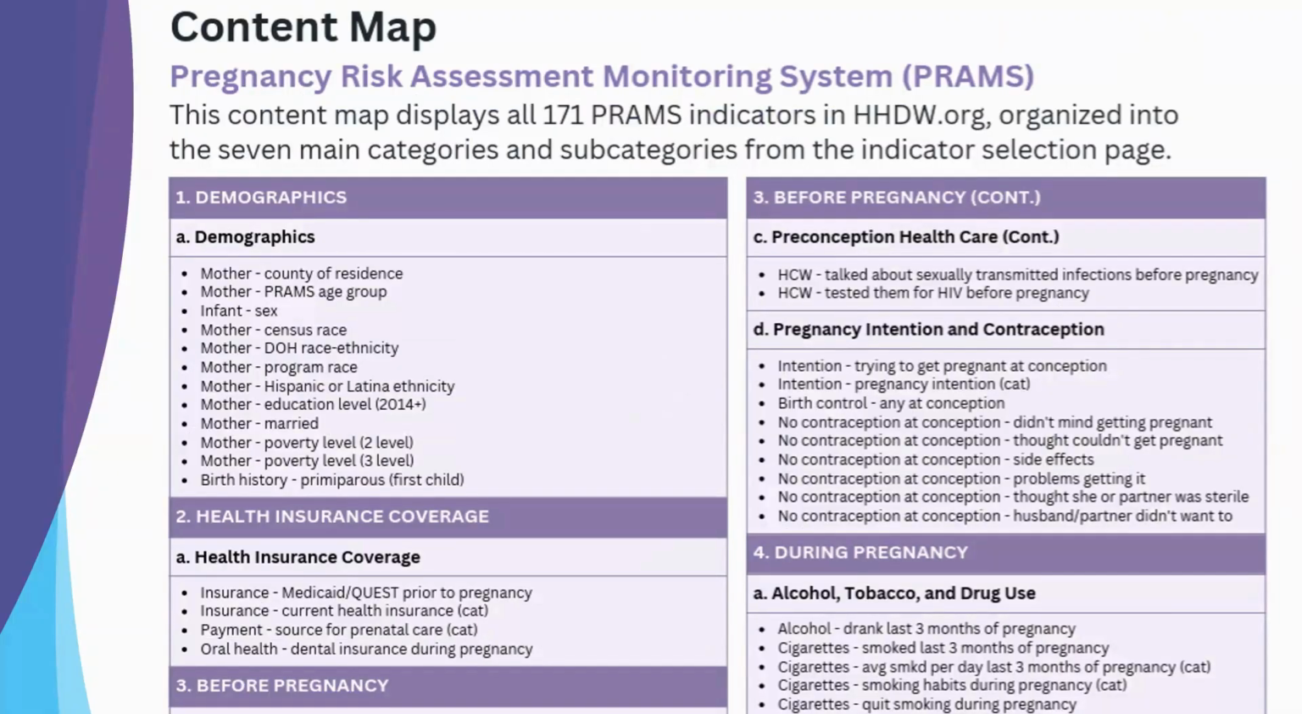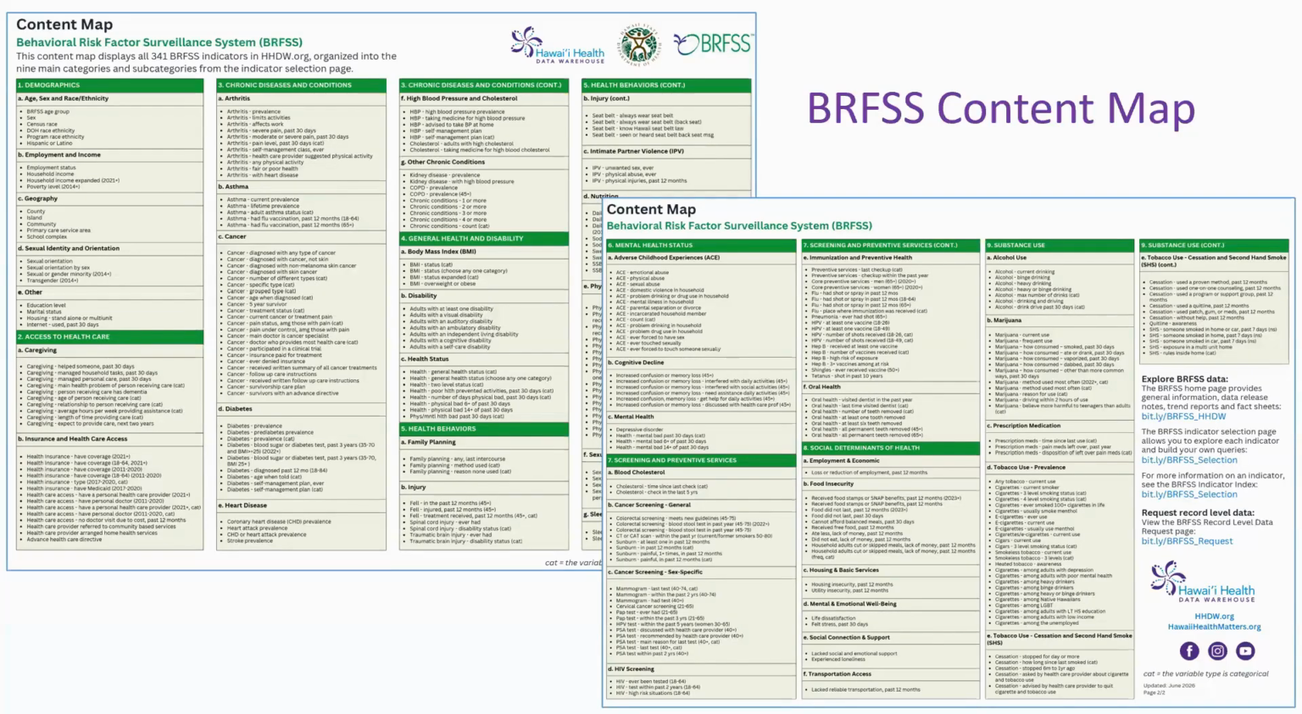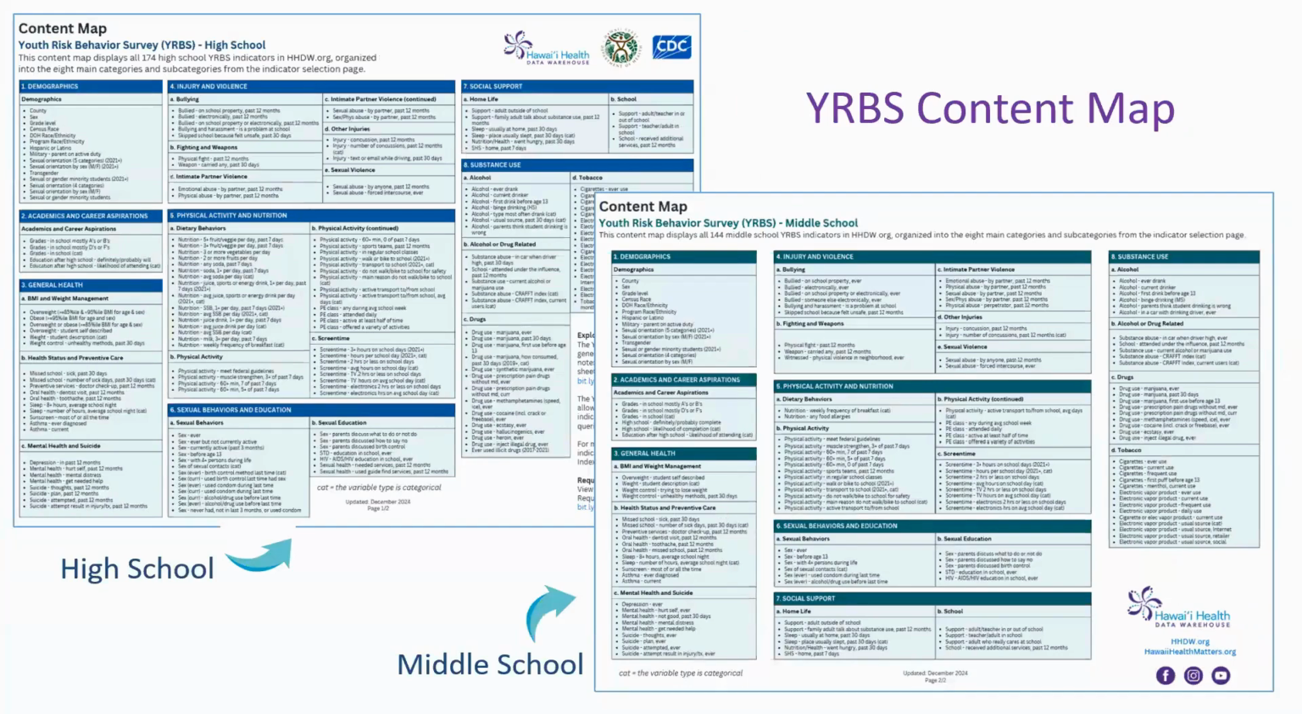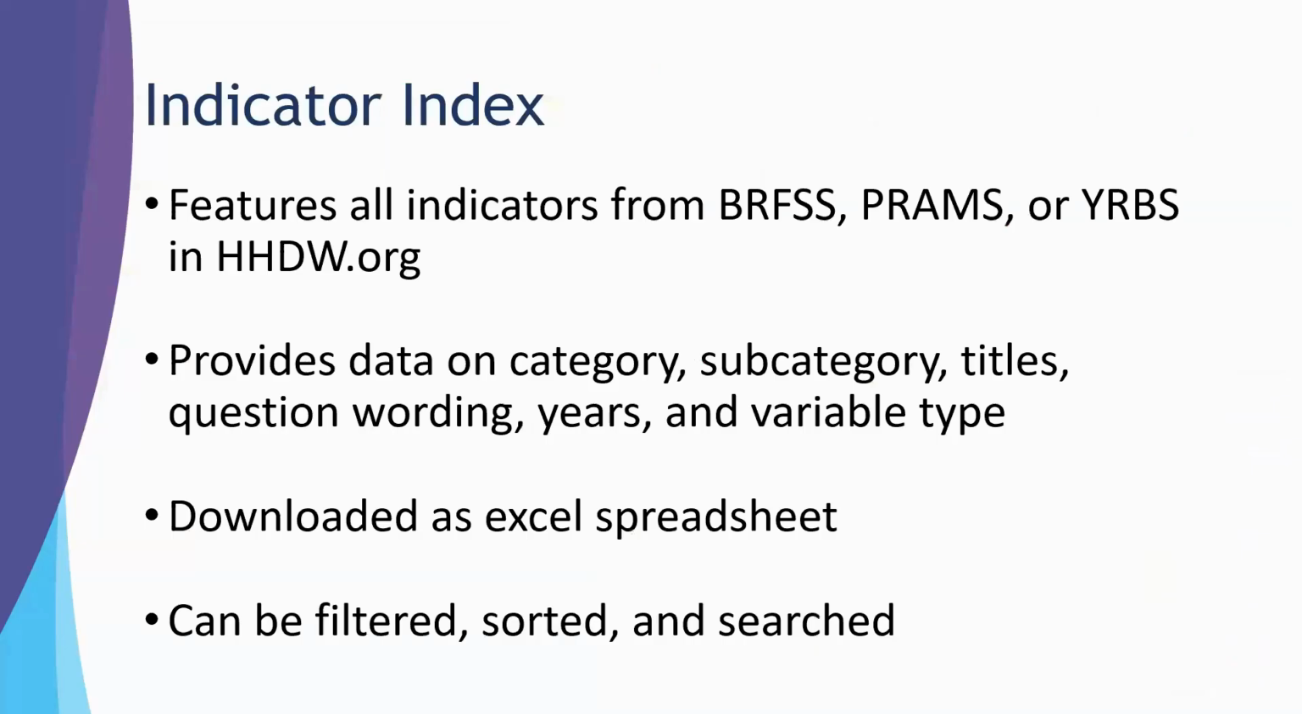Here you can see just part of the PRAMS content map. This shows the indicators available for demographics, as well as some health insurance coverage and before and during pregnancy indicators. With its 341 indicators, the BRFSS content map is actually 2 pages. But again, you'll see the same categories and subcategories that will hopefully make it easier for you to see what's available and find what you need. The YRBS content map also has 2 pages, but this is because one is for high school and one is for middle school. As I mentioned before, the categories are the same, but the individual indicators may differ between high school and middle school.